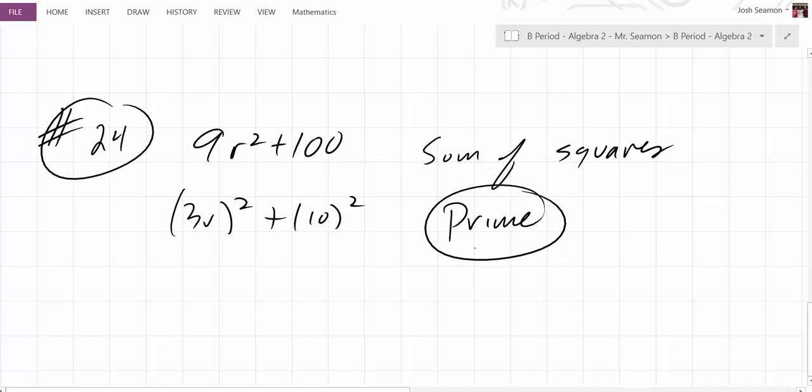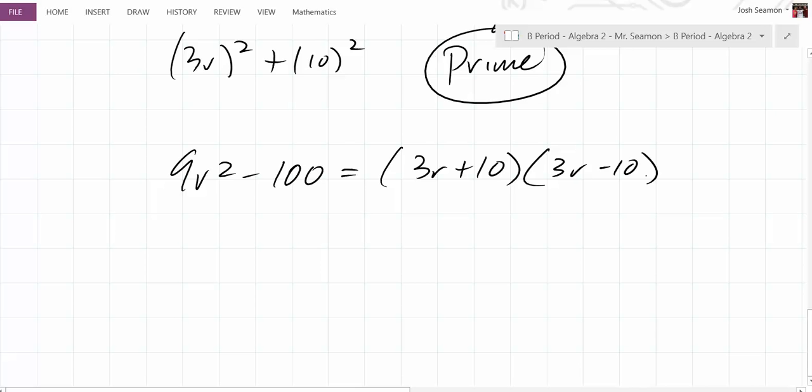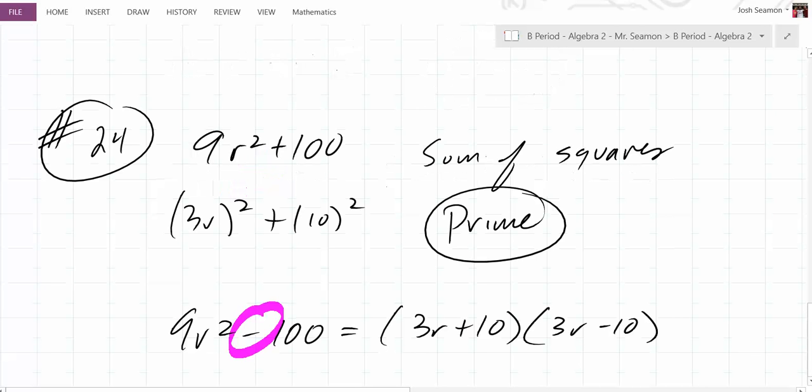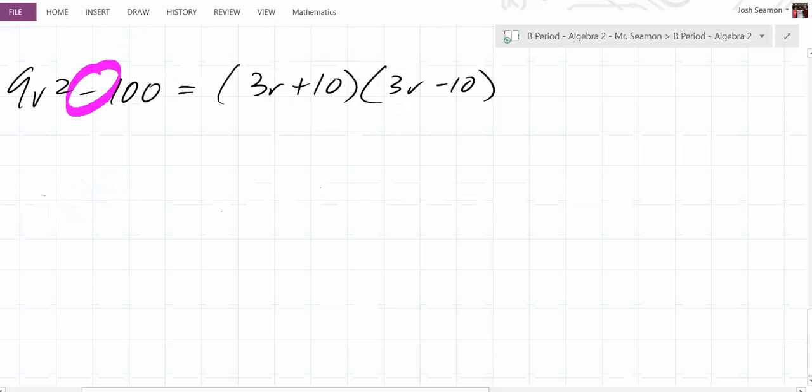Seriously? Yeah. If it was 9r squared minus 100, that's totally different. What would that be? 3r plus 10 times 3r minus 10. Completely different, because it's a minus and a plus. Totally different.